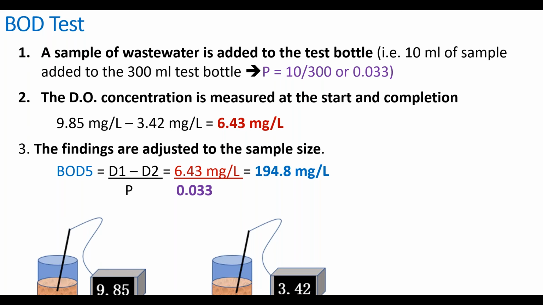So you see a BOD is not necessarily a direct measurement of food substances. It's a measurement of the oxygen that's going to be required to metabolize the food substances.